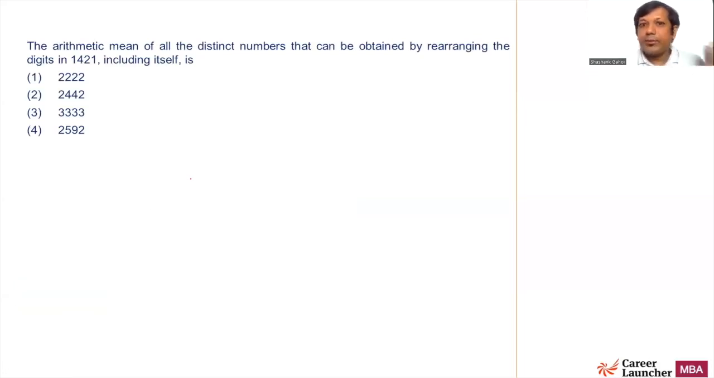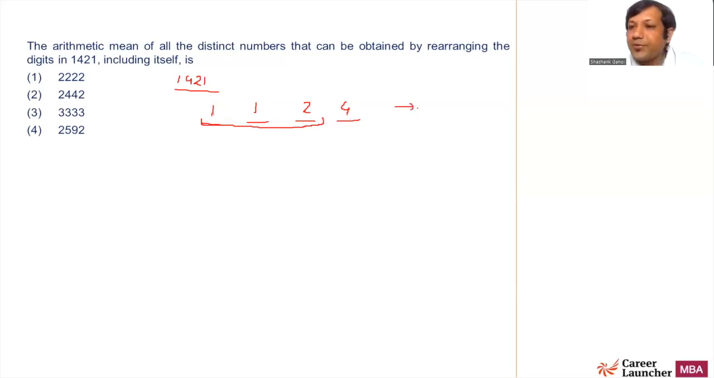First of all, if we are rearranging 1421, we are going to get a 4-digit number. So I am just drawing 4 dashes for a 4-digit number. Now at the unit place, if I put 4, the remaining 3 places should be 1, 1 and 2. In how many ways can I arrange 1, 1 and 2? I am going to get 3 ways, because I can have 2, 1, 1; 1, 2, 1; and 1, 1, 2. So I am going to have 3 possible numbers if I am putting 4 at the unit place.